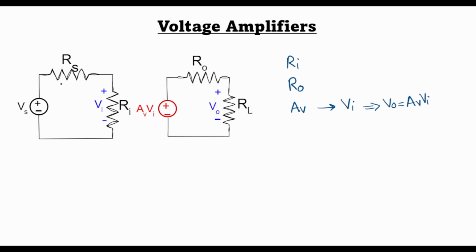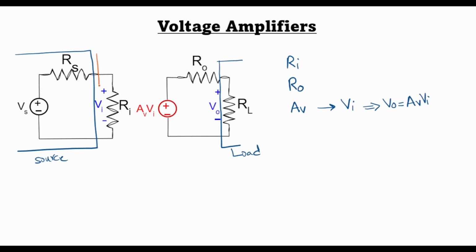We have a source voltage Vs in series with its source impedance Rs. So this part of the circuit represents the source, and this part of the circuit represents the load. We have connected a resistance RL, and here in between we have the amplifier. The voltage across the input impedance is Vi. So this voltage source AV times Vi represents an amplification of the voltage Vi across the input impedance.